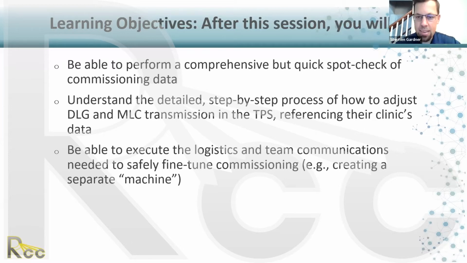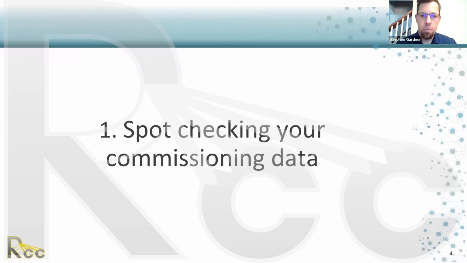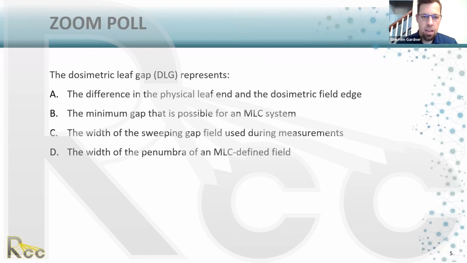If this doesn't make sense yet, that's totally fine. We're going to go through this at the end. We want to be able to satisfy these objectives, and if we don't, we'll ask some questions and go through it together. So first, spot checking your commissioning data. Feel free to stop me, as Philip said, whenever. This is a totally collaborative discussion. Before we do that, we're going to go into a Zoom poll. I'll read through this one and then we'll give you some time to formulate an answer.